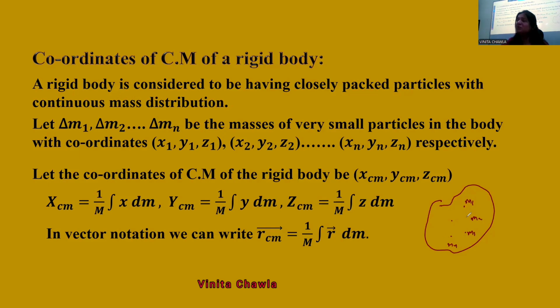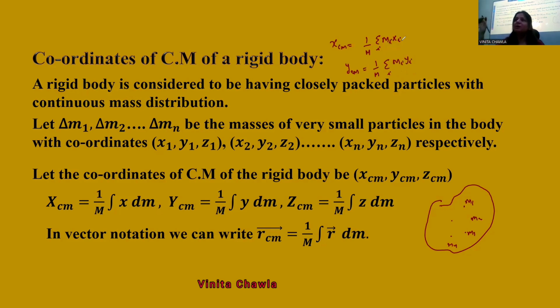So in discrete mass distribution, we consider individual particles, their masses and their coordinates. And then we write like this. For XCM, we write 1 by M summation over i, Mi, Xi. This is what we had done in the previous slide, right? For YCM, it is 1 by M summation over i, Mi, Yi. So we write like this for discrete mass distribution.